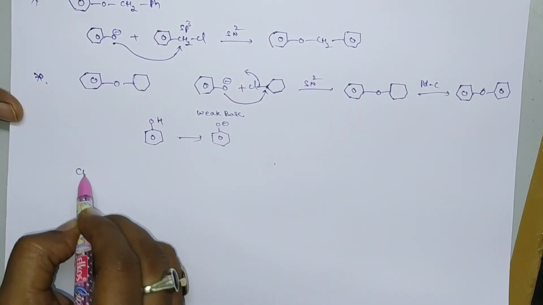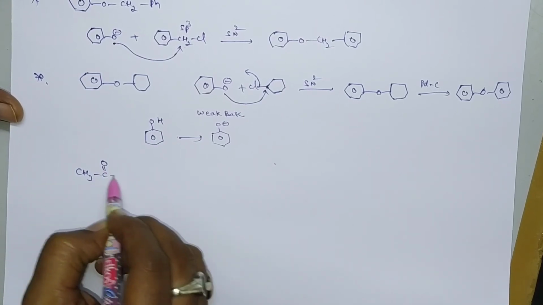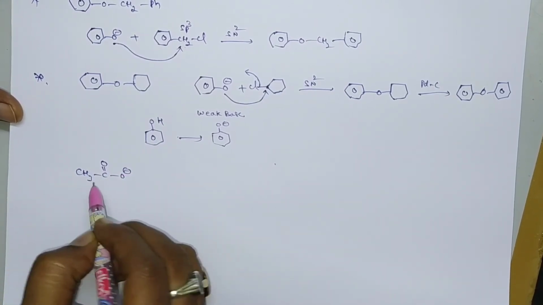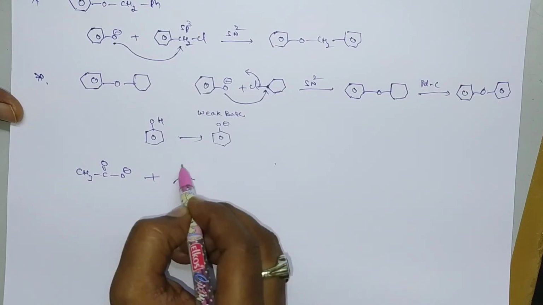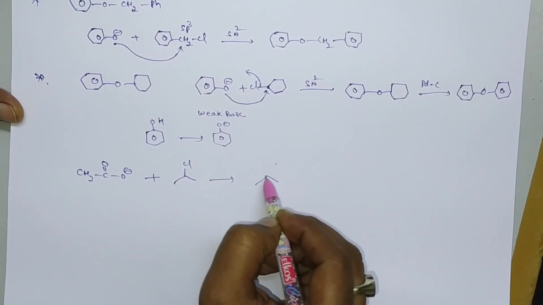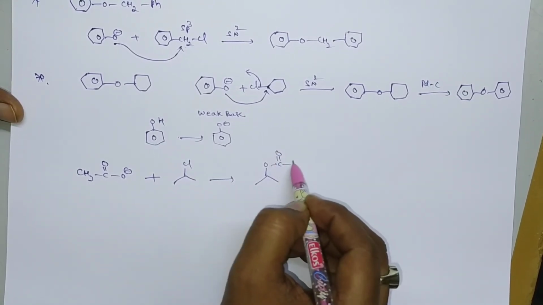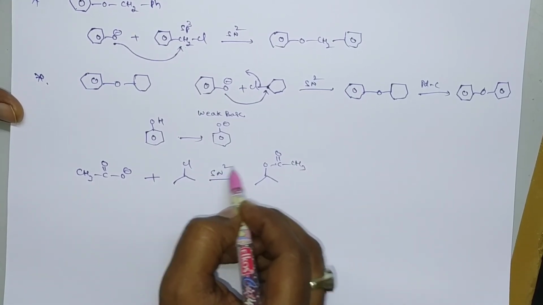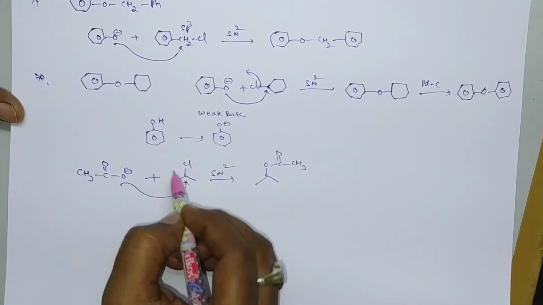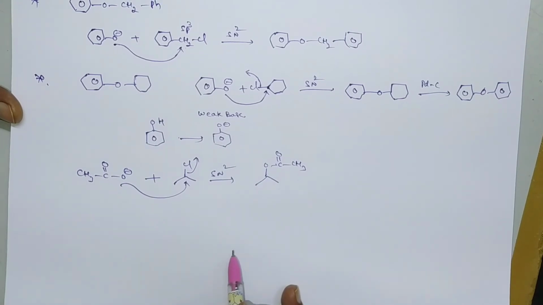So if you take CH3COO-, this is also a weak base. This can also react with a secondary alkyl halide to produce the product like this. So here the product is like this. So here it involves an SN2 reaction. This approaches this one, Cl- will leave.